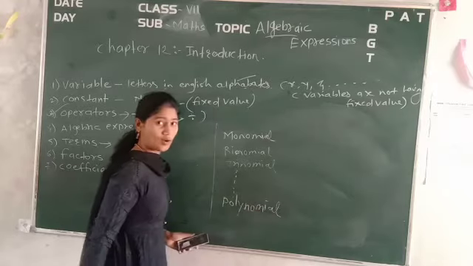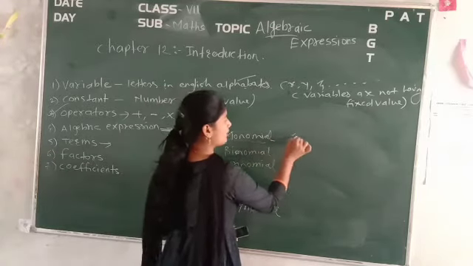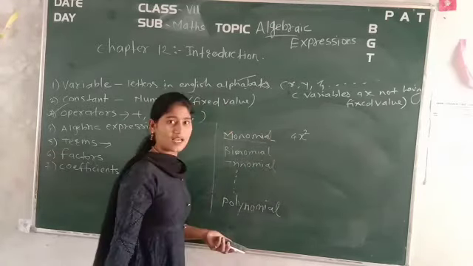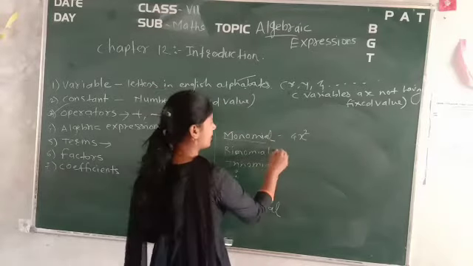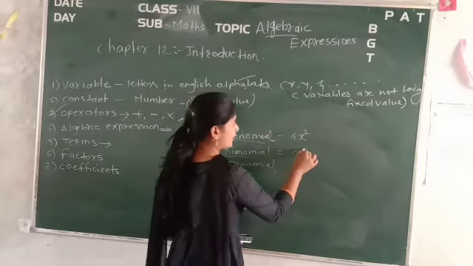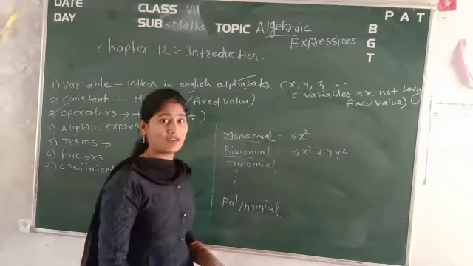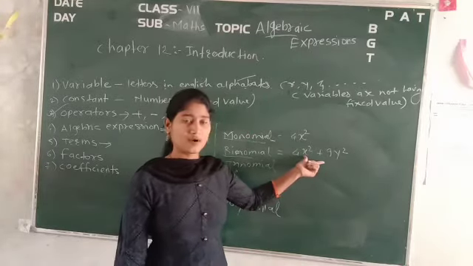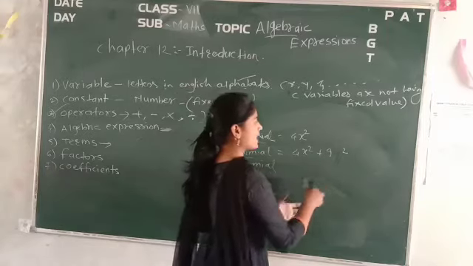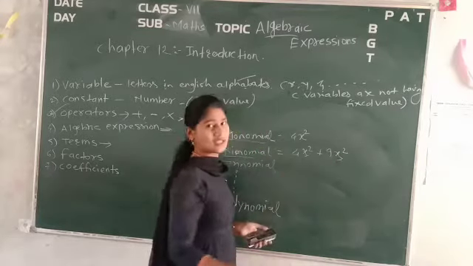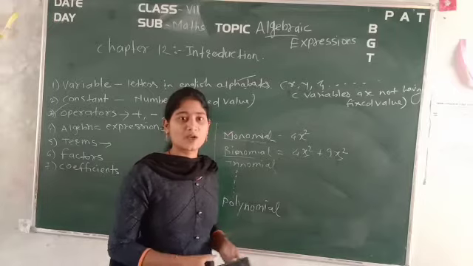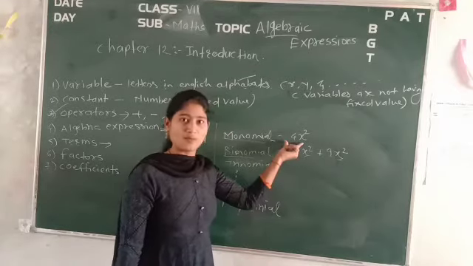A monomial has only 1 term, for example 4x square. In a binomial you will have 4x square plus 9y square. You should have unlike terms, because if you take 4x square plus 9x square, x is the same variable, so these are like terms. These 2 like terms will form a monomial only.